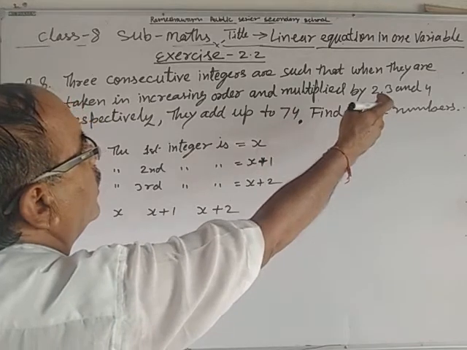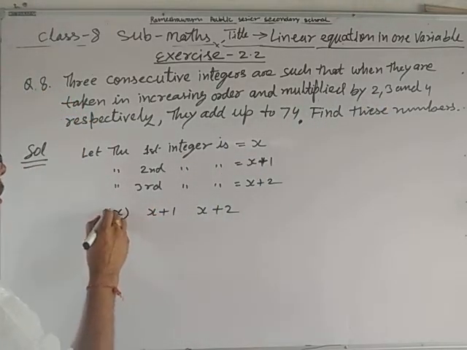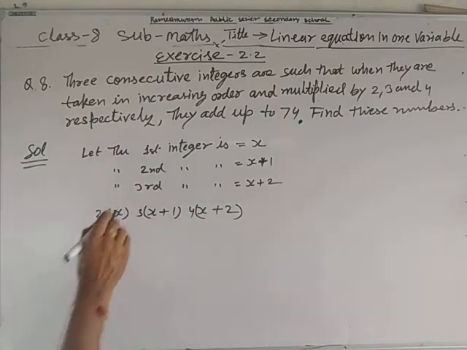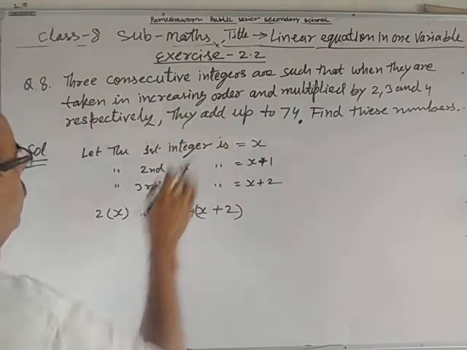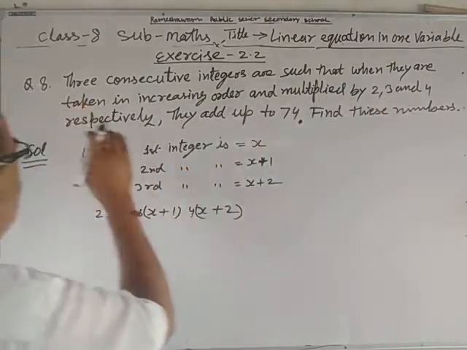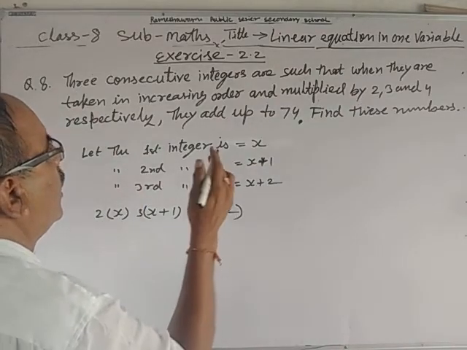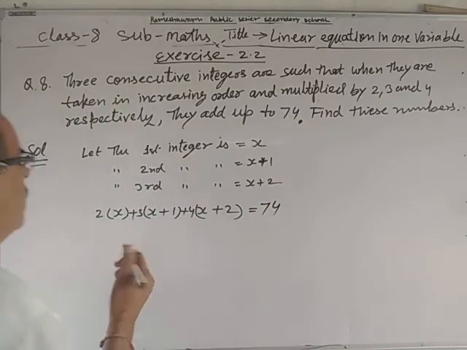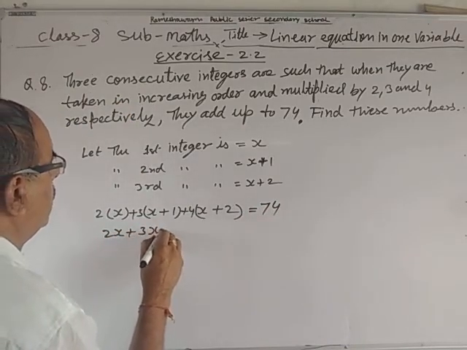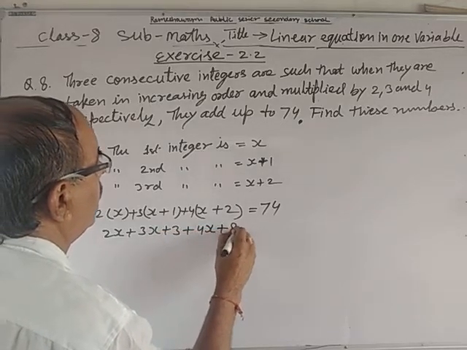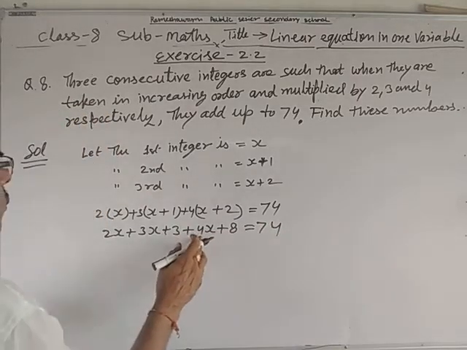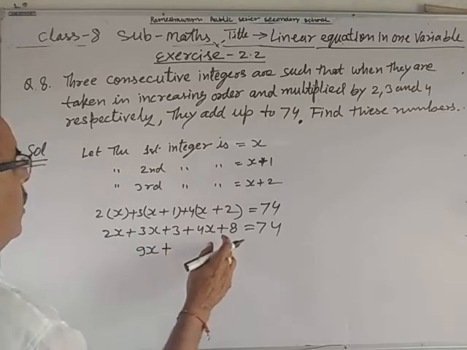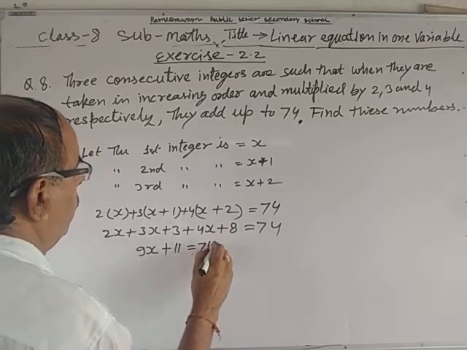Multiplying by 2, by 3, and by 4 respectively, they add up to 74. So 2x plus 3x plus 3 plus 4x plus 8 equals 74. 4 and 3, 7 and 2, 9x, plus 8 and 3, 11 equals 74.